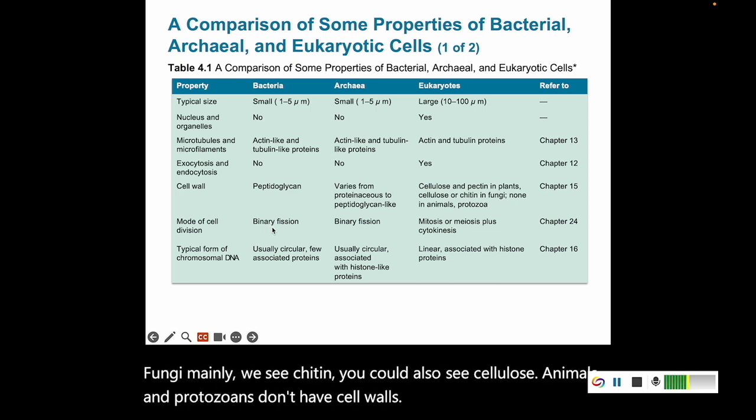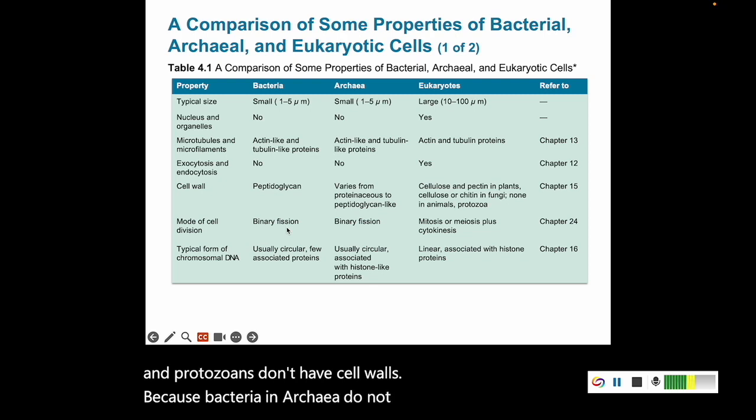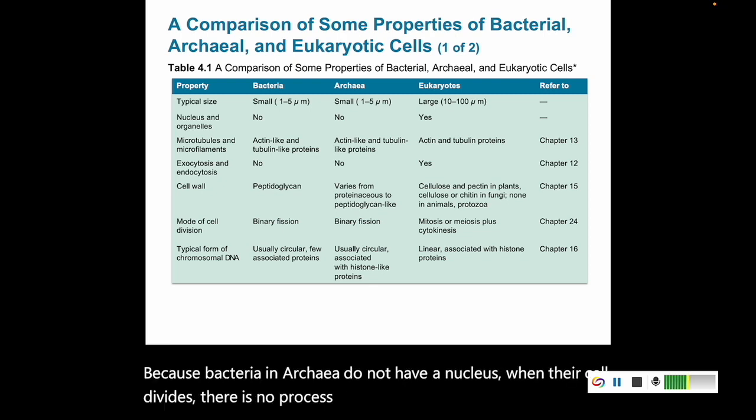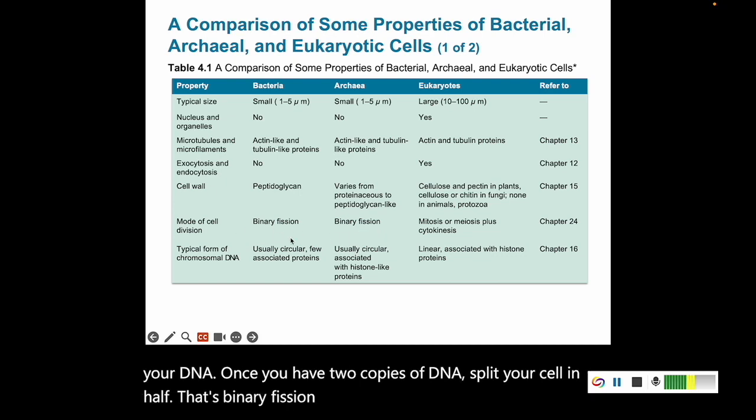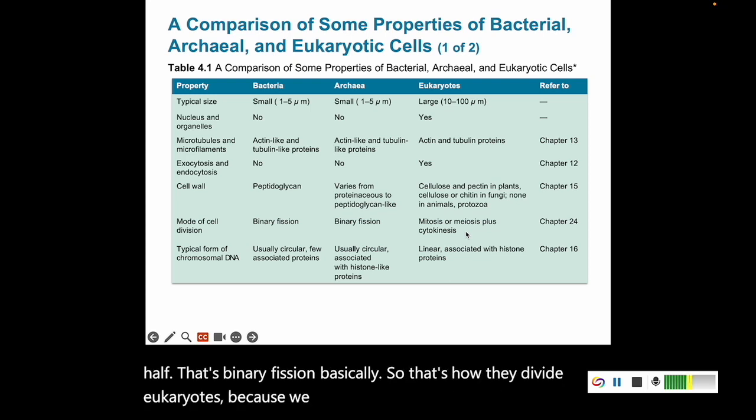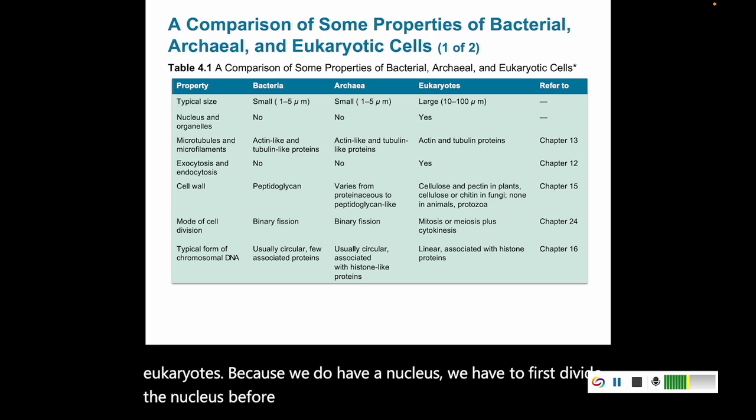Because bacteria and archaea do not have a nucleus, when their cell divides, there is no process of dividing the nucleus. It's just copy your DNA. Once you have 2 copies of DNA, split your cell in half. That's binary fission, basically. So that's how they divide. Eukaryotes, because we do have a nucleus, we have to first divide the nucleus before we can divide the rest of the cell.